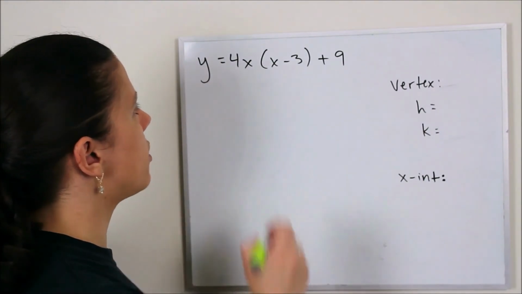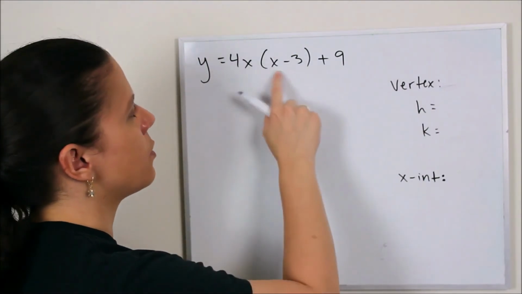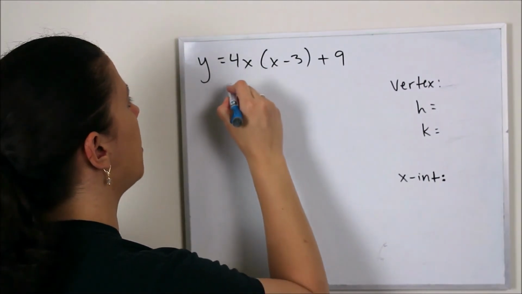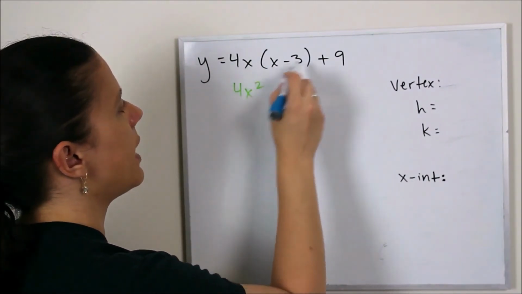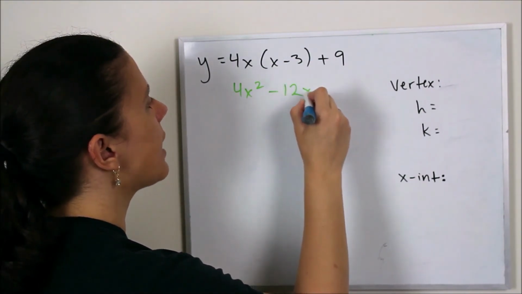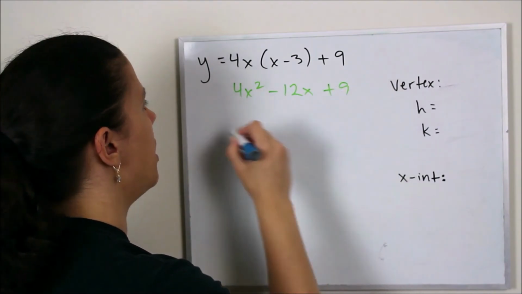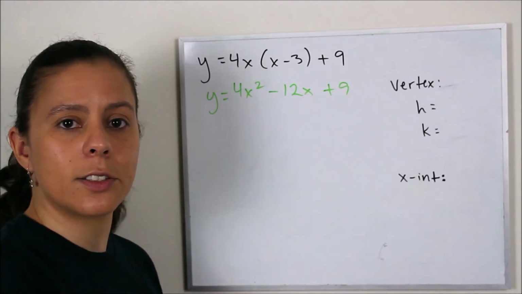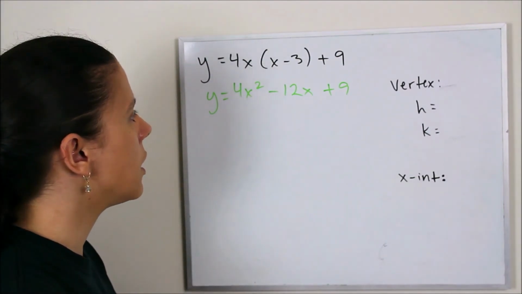Well, let's get started. We do the multiplication first, because we can't do anything in the parentheses. So 4x times x is going to be 4x squared. 4x times negative 3 is going to be negative 12x. And this is just going to be plus 9. So, bam, right away, it actually looks like standard form. So we're in luck today.